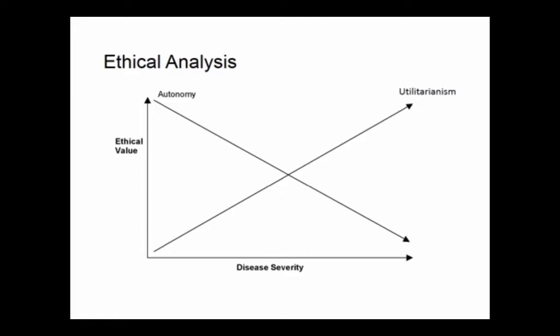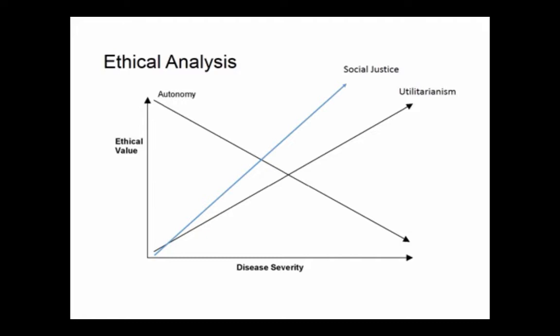The most compelling ethical consideration that competes with autonomy in evaluating an HPV vaccine mandate is utilitarianism, in particular, the interest in controlling disease spread. The interest in enhancing the common good can be represented with a line that slopes in the opposite direction as shown in this slide. Alternatively, another value that competes with autonomy is social justice, as shown in this slide.